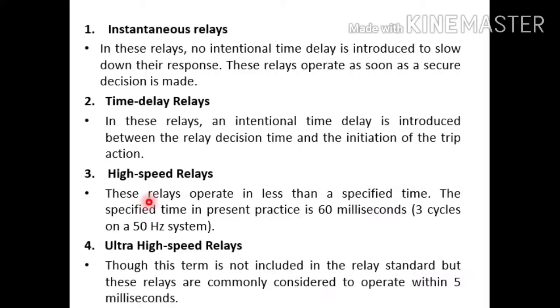High speed. The relay operates in less than a specified time. The specified time in present practice is 60 milliseconds, that is 3 cycles on a 50 Hz system. Ultra high speed. Though this term is not included in the relay standard, these relays are commonly considered to operate within 5 milliseconds. So depending upon the speed of operation, relays are classified as instantaneous, time delay, high speed, and ultra high speed.